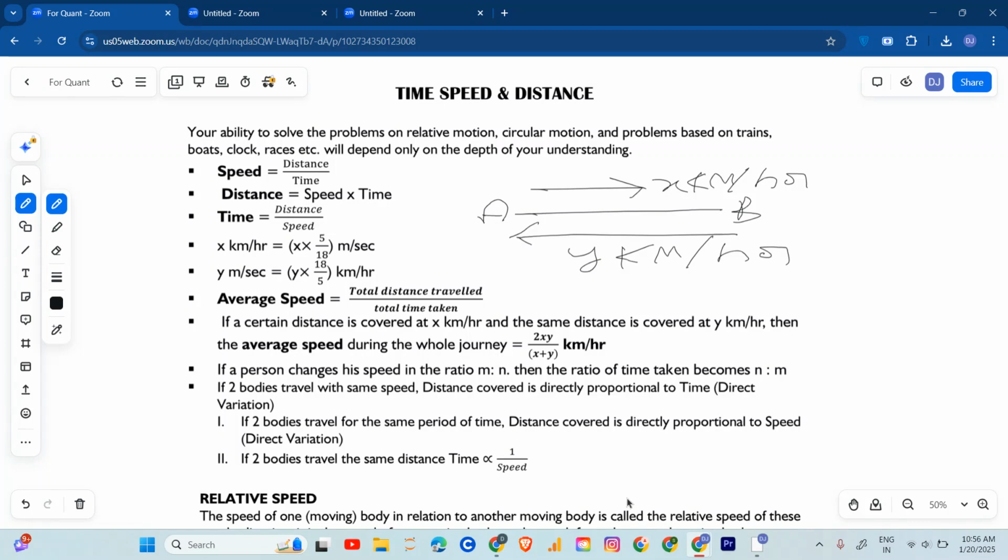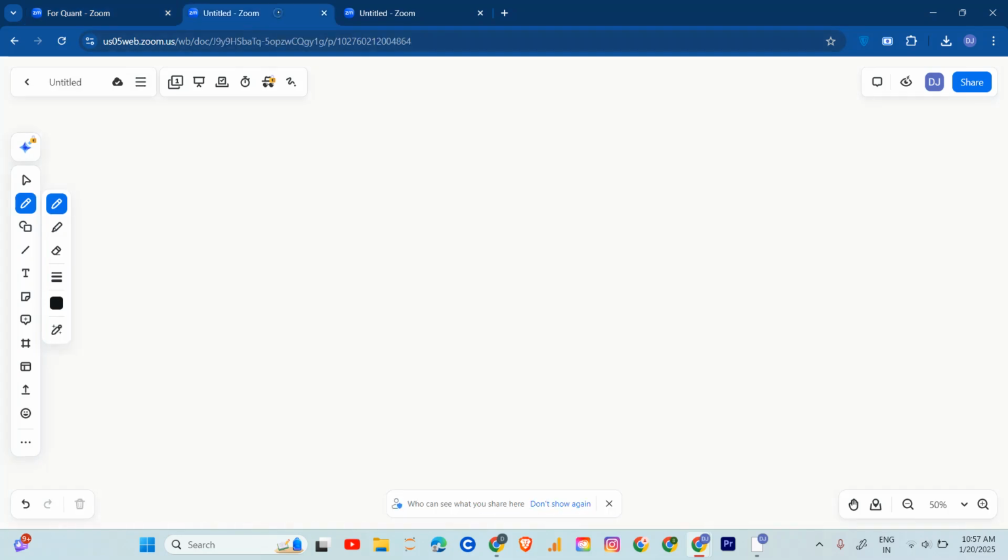So this point is saying that, let's suppose a car is moving with the speed x kilometer per hour and the same distance is covered with the speed y kilometer per hour, and both scenarios will be the same. Fine. Now let us calculate the average speed of the whole journey. So let's suppose the distance between these two points. Let me use a separate space. Okay.